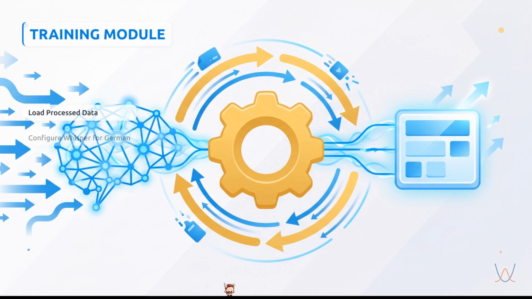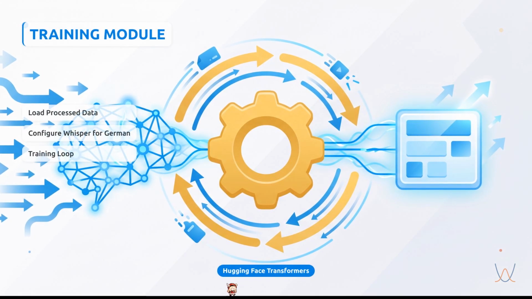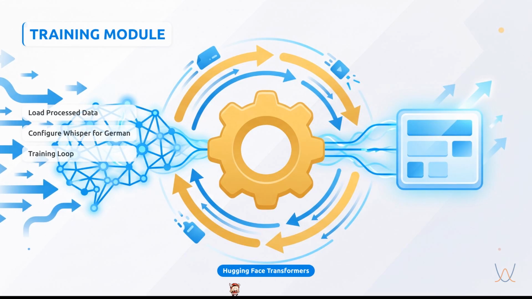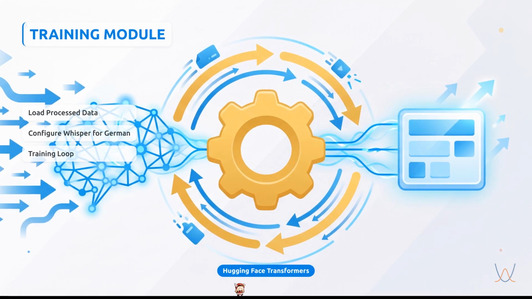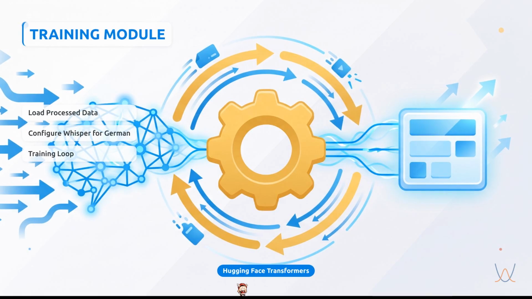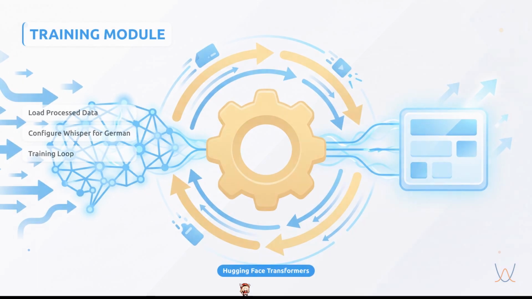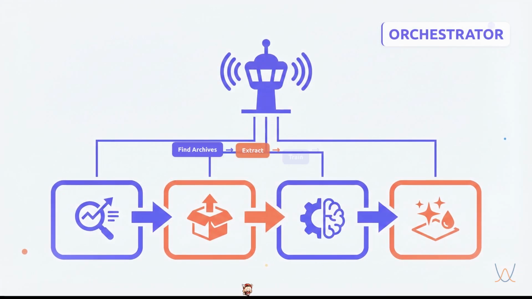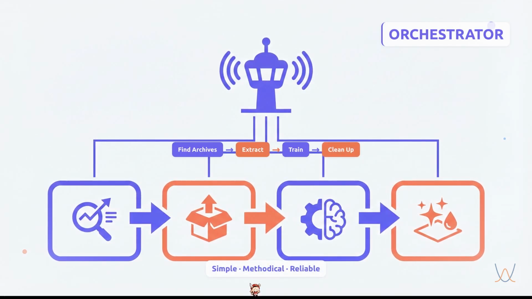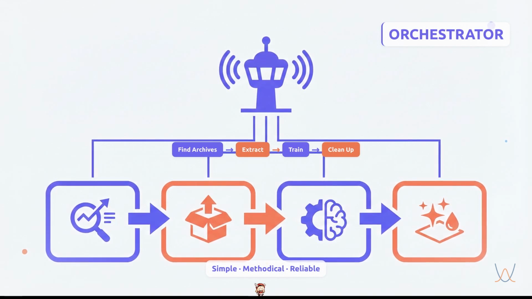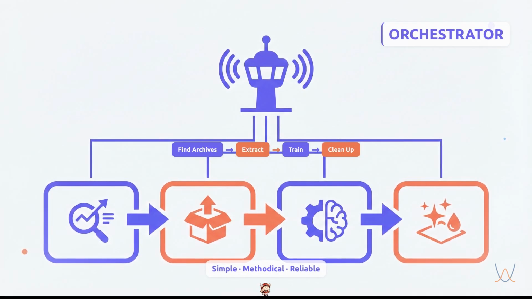Next, the training module. This is the actual fine-tuning component. It loads the processed data, configures the Whisper model for German, and handles the entire training loop, all through Hugging Face transformers. Finally, the orchestrator. This is the pipeline's entry point. It finds the compressed data archives, extracts them one by one into a temporary folder, kicks off training, and cleans up after each shard. Simple, methodical, reliable.